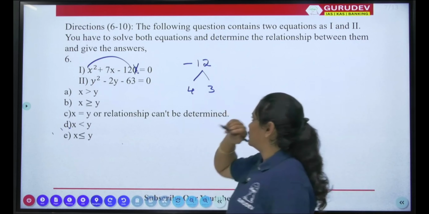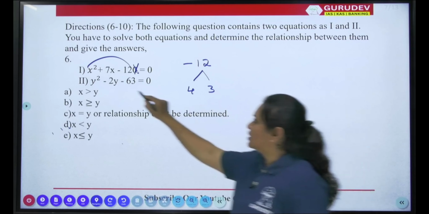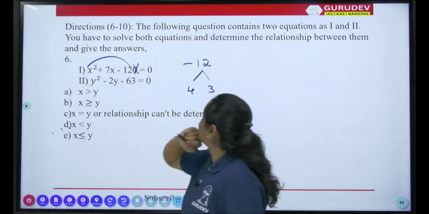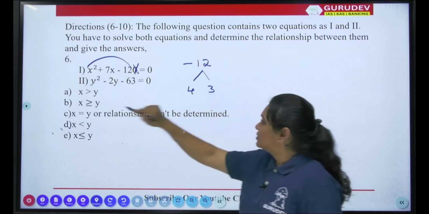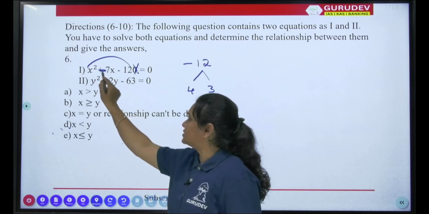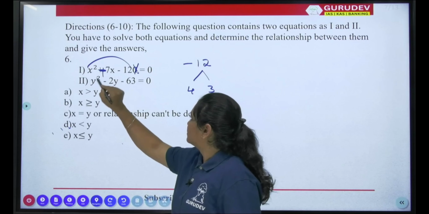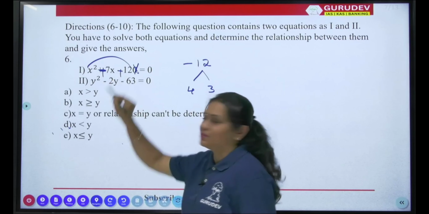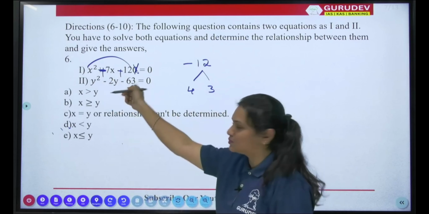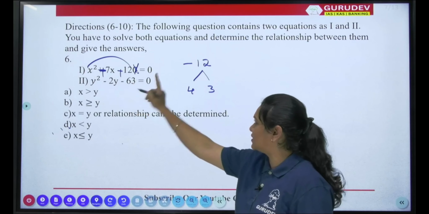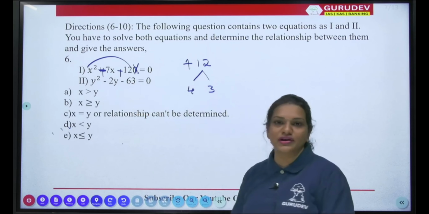Okay guys, I think something has changed in this question. It should be a minus 7. You can take this as also a plus sign. Take both as positive signs. Yes, yes. Then now it is correct.